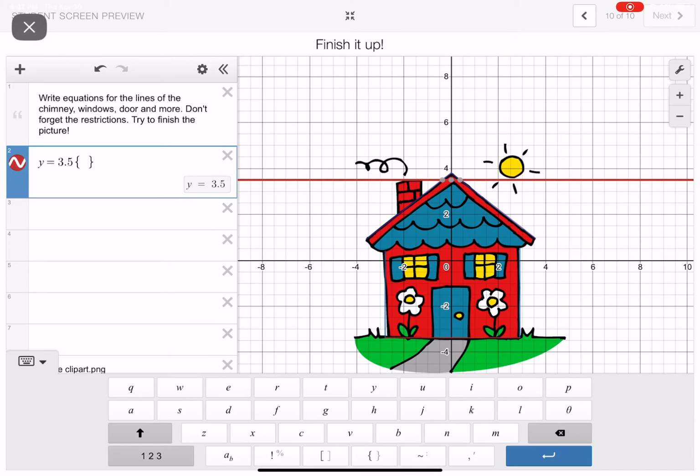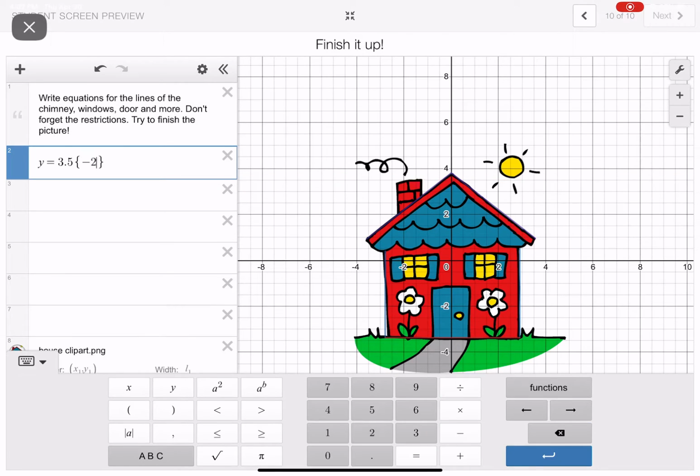The smallest x looks like it's about negative 2.3, and the largest x looks like it's about negative 1.3. So in my curly brackets, I am going to write negative 2.3 is less than or equal to x, which now has a lowest point but is going forever positive. I want it to stop at negative 1.3. Now it looks like it's pretty much on the top of the chimney.